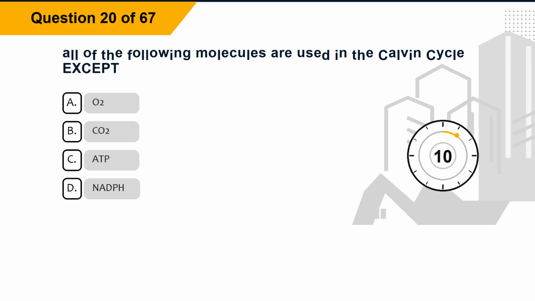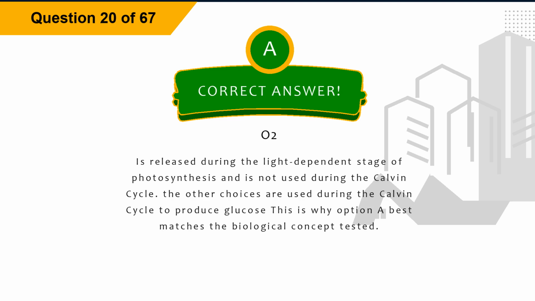Question 20. All of the following molecules are used in the Calvin cycle except option A, oxygen, option B, CO2, option C, ATP, option D, NADP. The correct answer is option A, oxygen.